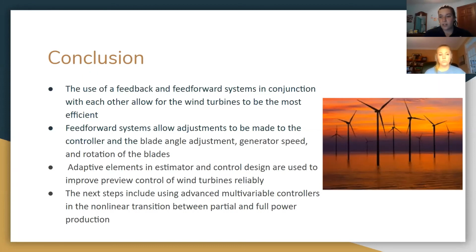And for the future of wind turbines, adaptive elements in estimator and control design are used to improve that preview control. So the best estimates of the wind will result in the best case scenario with the wind turbine. And then the next steps for this include using advanced multivariable controllers instead of single input controllers, and nonlinear transitions between partial and full power production, which will create more advancements for the wind turbines in the future.